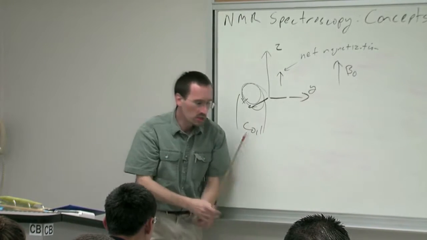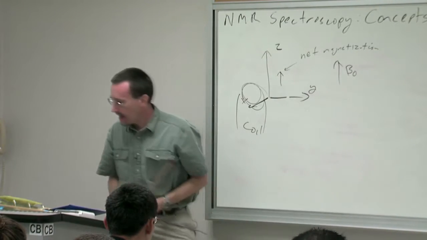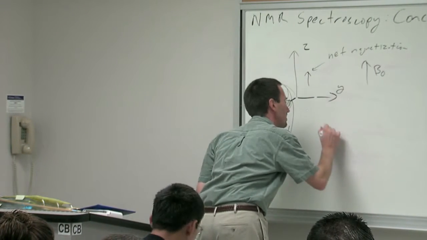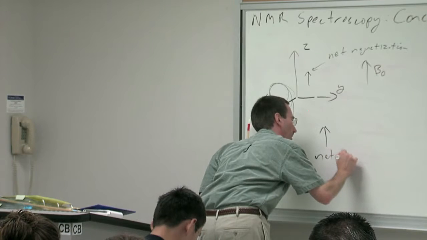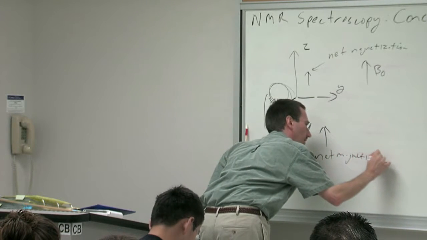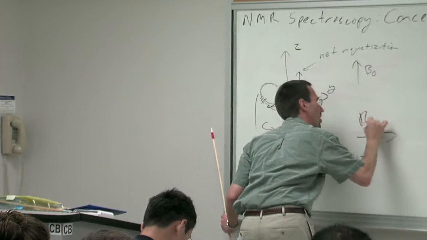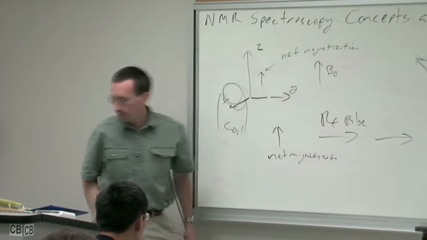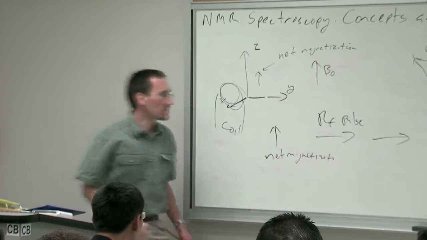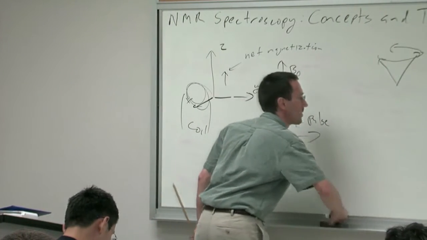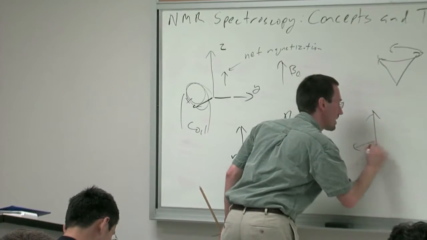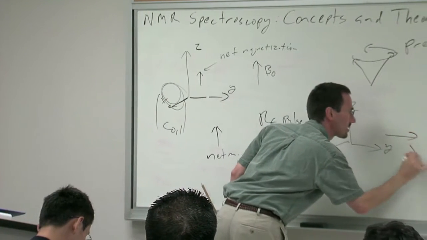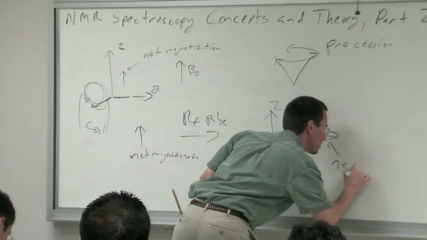So after we apply a pulse, if here's our net magnetization, when we apply an RF pulse, our net magnetization moves along the y-axis. And so if I want to represent it, I'll just say x, y, z, and here's our net magnetization.